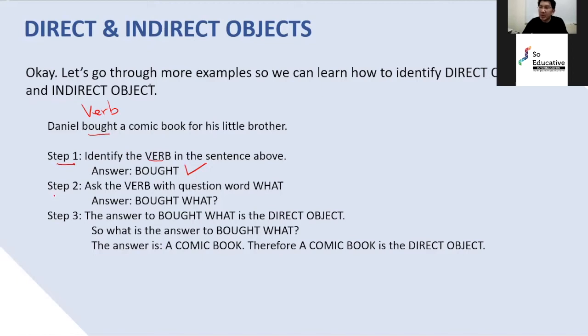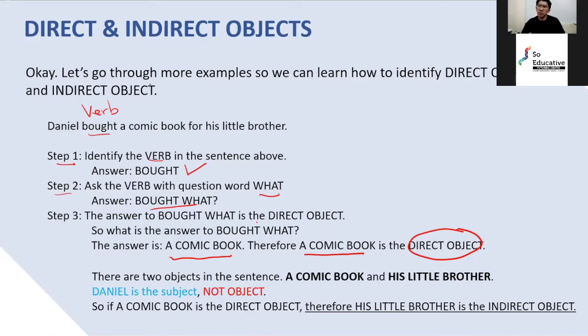Step 2, you need to ask bought with the question, what? Bought what? Daniel bought what? A comic book. That's your answer. Therefore, a comic book is the direct object in this case. I repeat again, a comic book, which is the answer to that question, bought what, is the direct object.